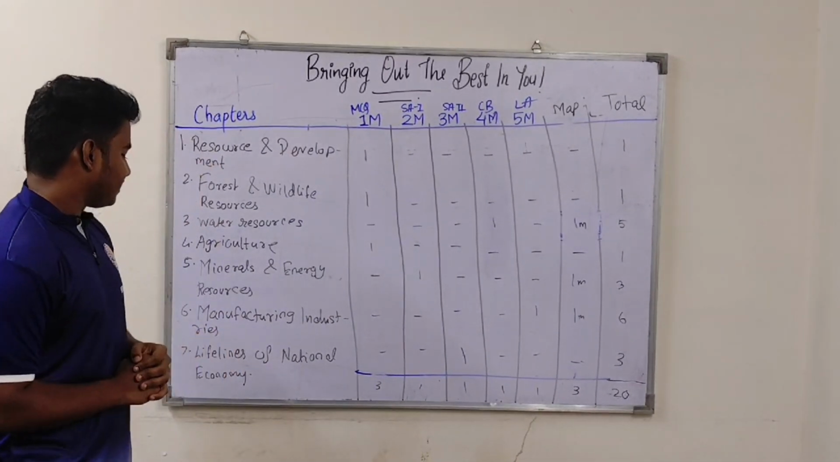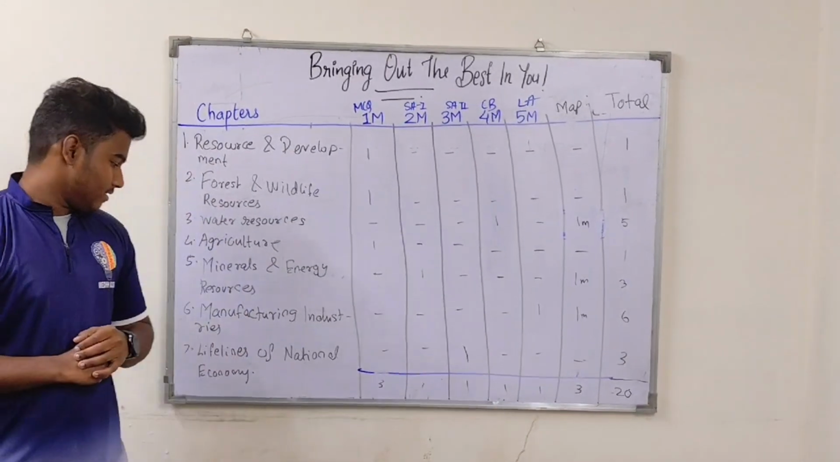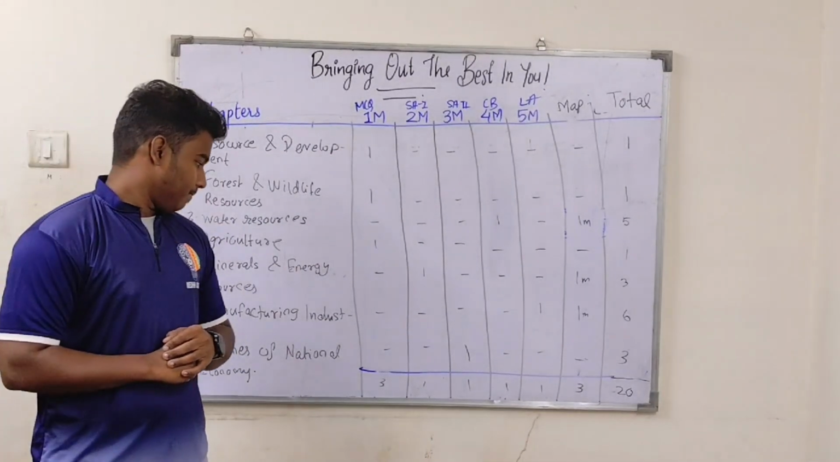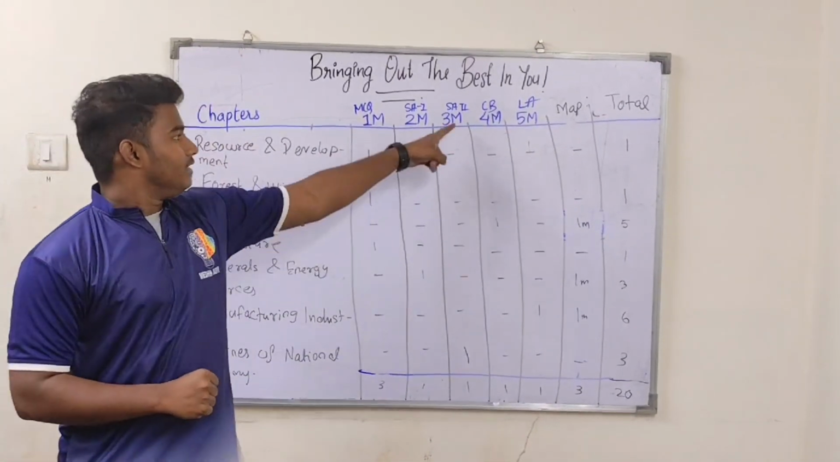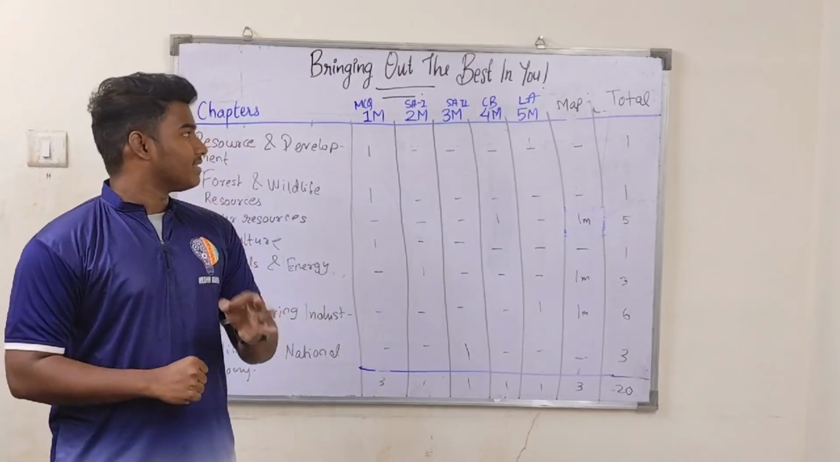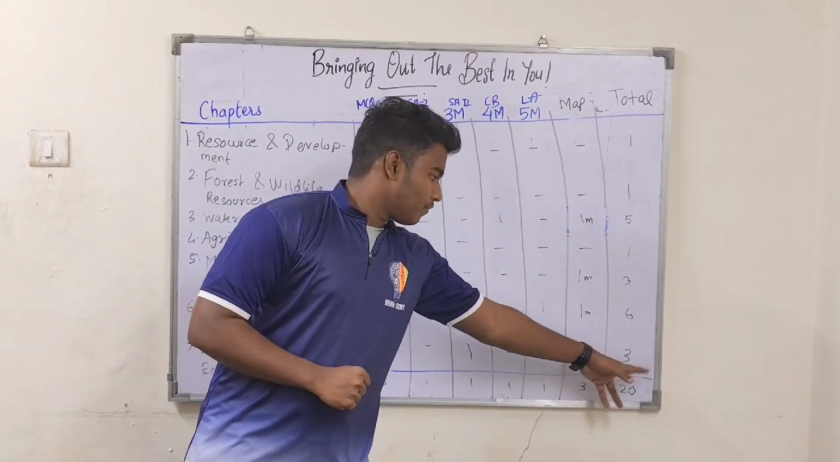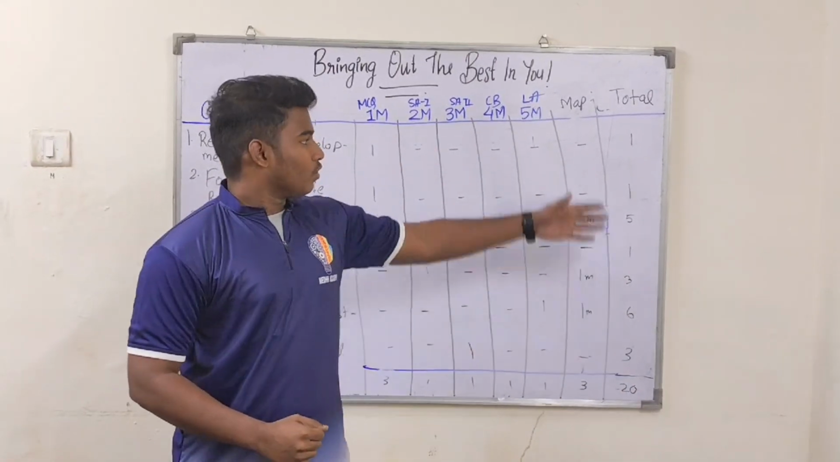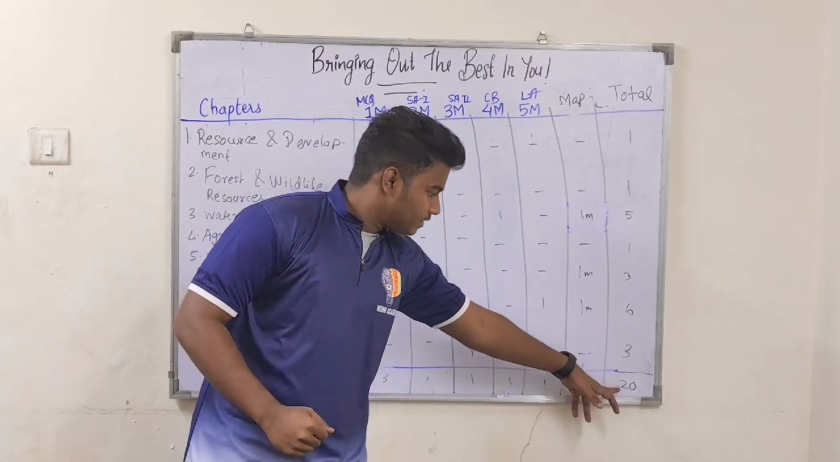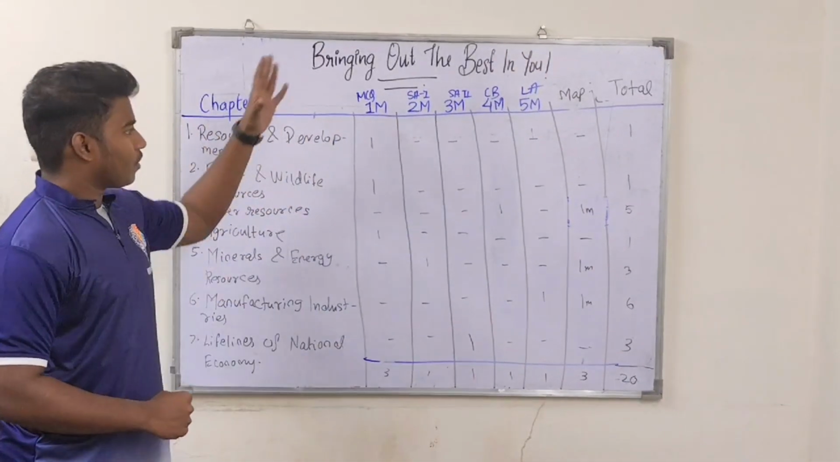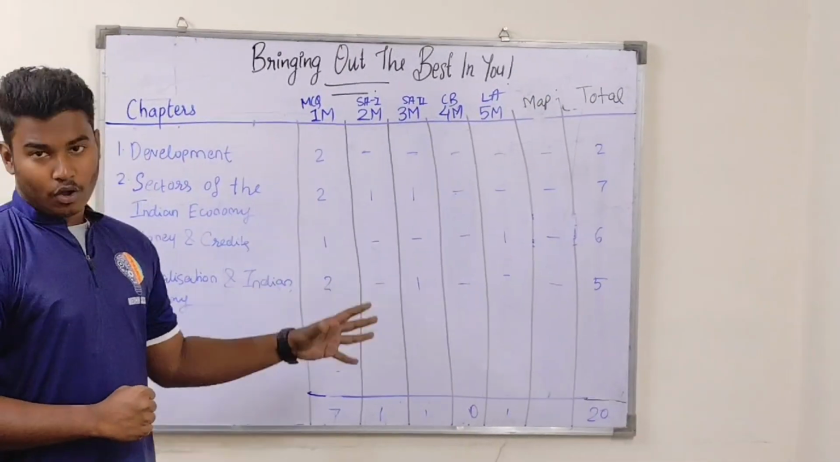Now coming to your last chapter, that is lifelines of national economy. यहाँ पे आएगा तुमको 3 marks के लिए, that is the short answers का section 2, 1 question and a total weightage of 3. Again your total weightage is 20 for your subject of geography or economics.